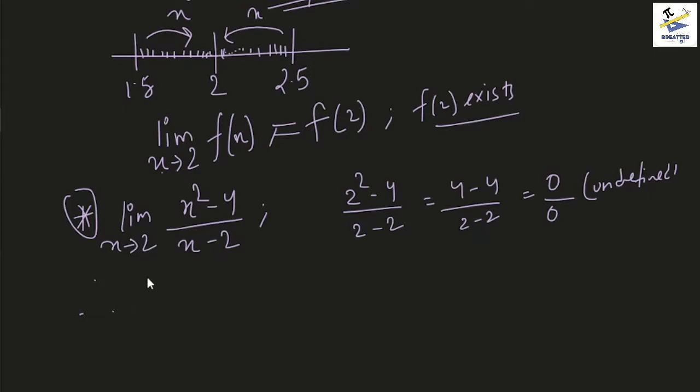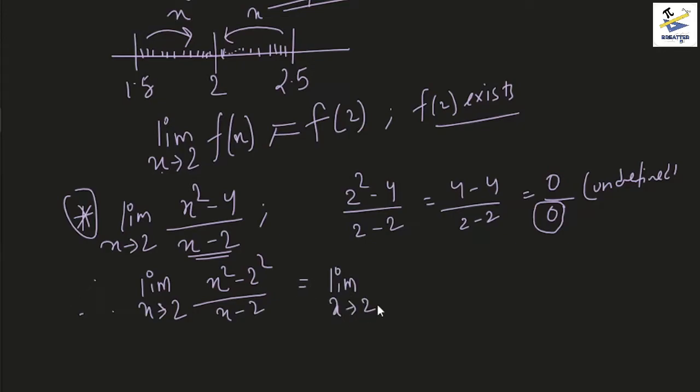What we do here is this: we try to eliminate the factor that's making these zeros come, right? We try to eliminate the factor that makes the function undefined. So here this is the factor, and if you can see, the numerator can actually be factorized, right? How? Limit x tends to 2, x plus 2 whole into x minus 2 divided by x minus 2.